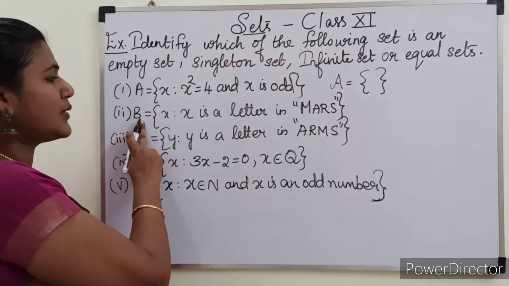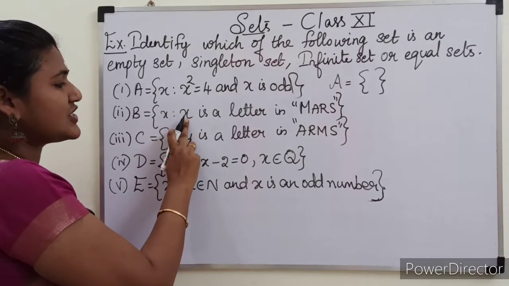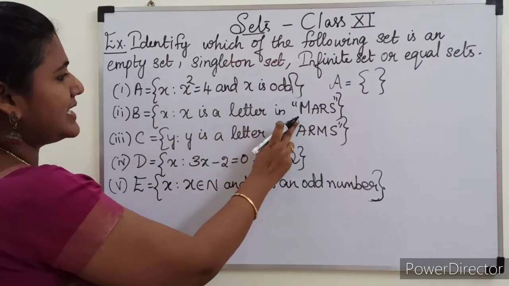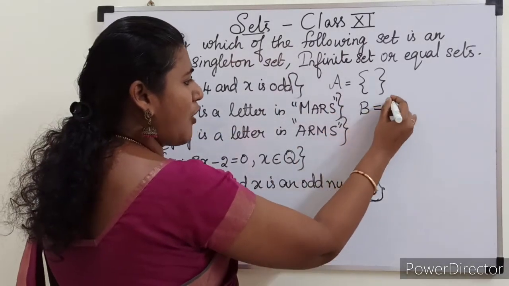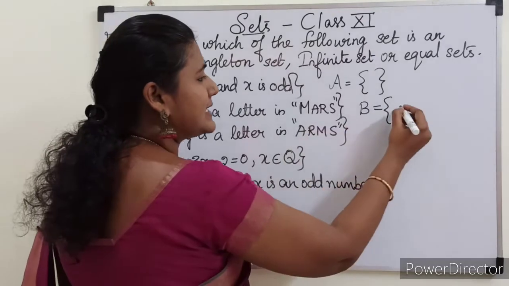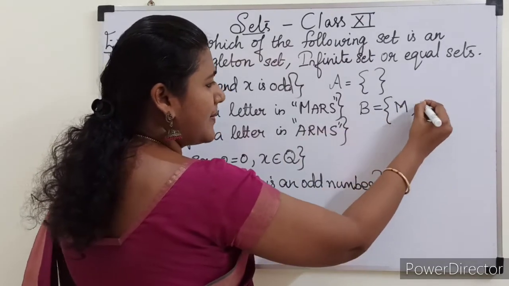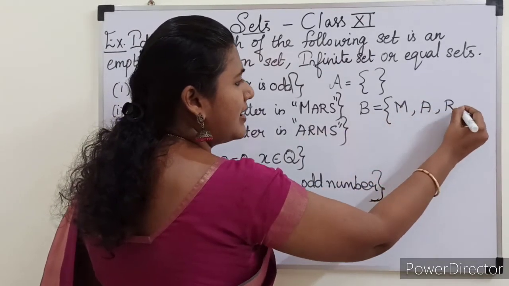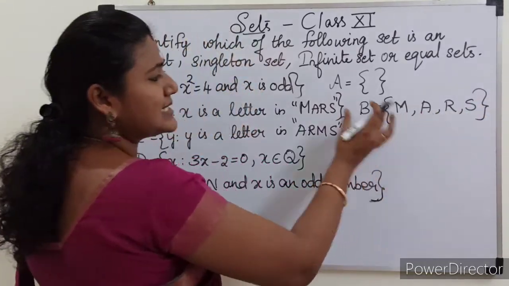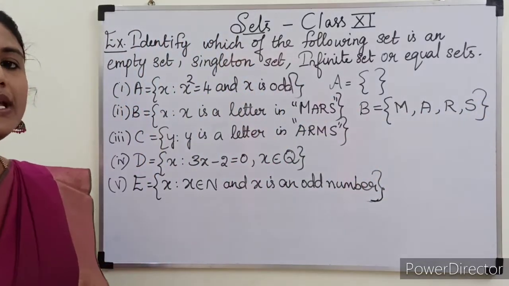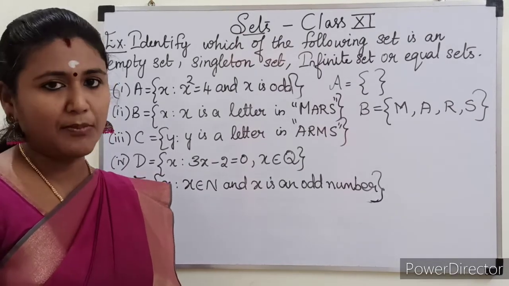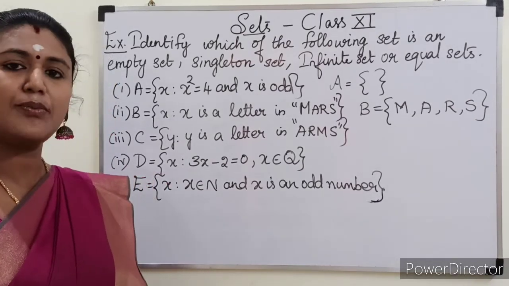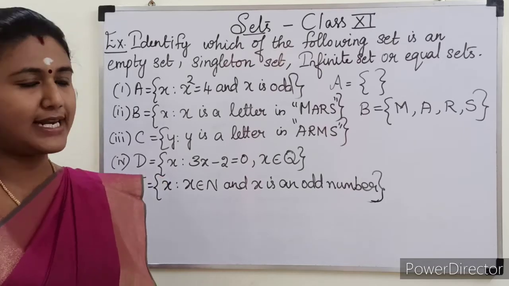Set B is equal to the set of all x such that x is a letter in the word Mars. So we will represent this set in roster form: the set of all the letters of the word Mars, so M, A, R, S. This is the set B. Here set B we can say is a finite set because we have 4 elements in the set. So B is an example of a finite set.